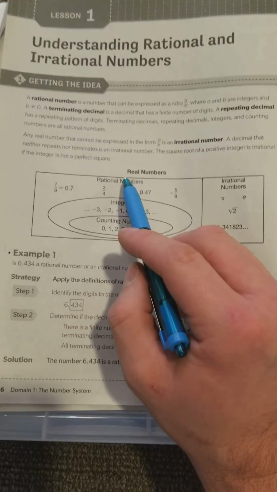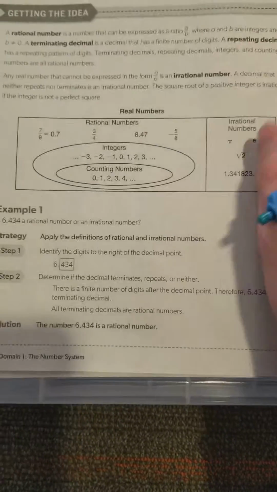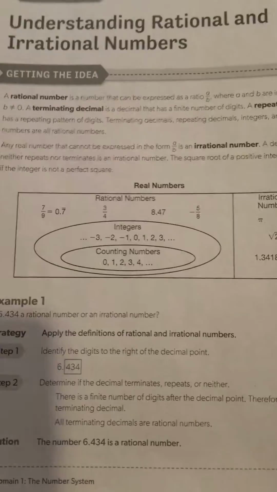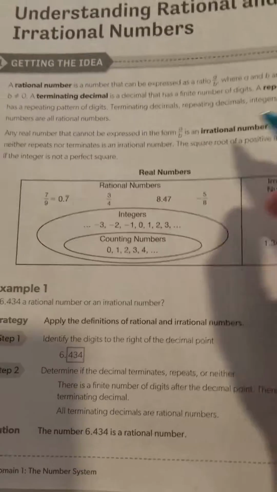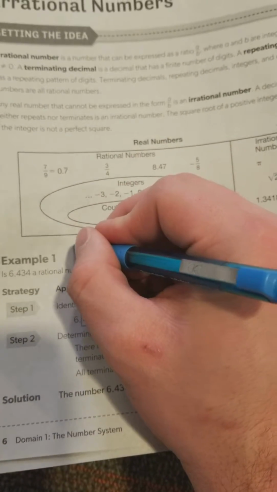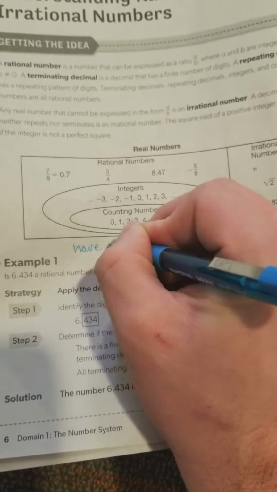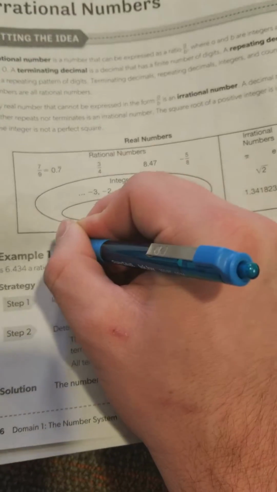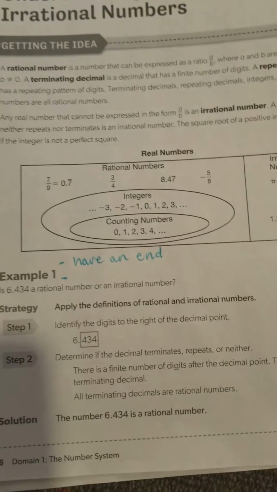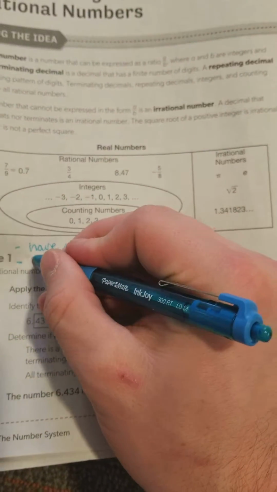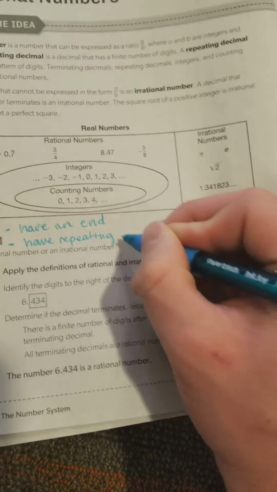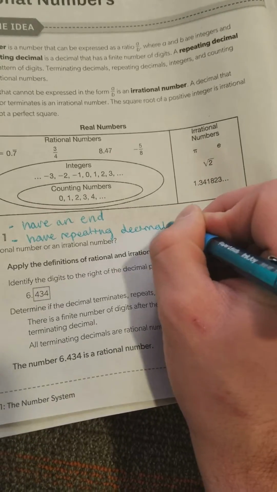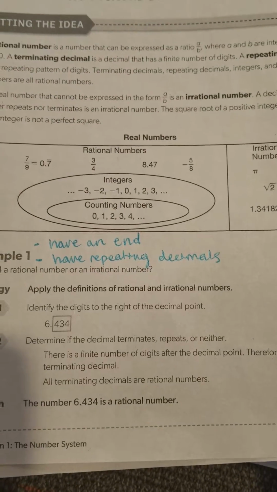The important thing to remember about rational numbers is going to be in decimal form. So all of these, we need to be looking at them in decimal form. So rational numbers are numbers that have an end. Numbers that have repeating decimals. So those two things are so important to keep in mind.